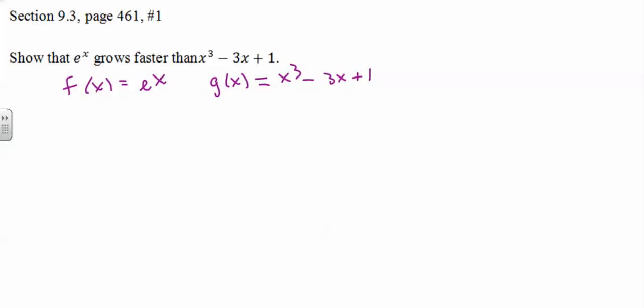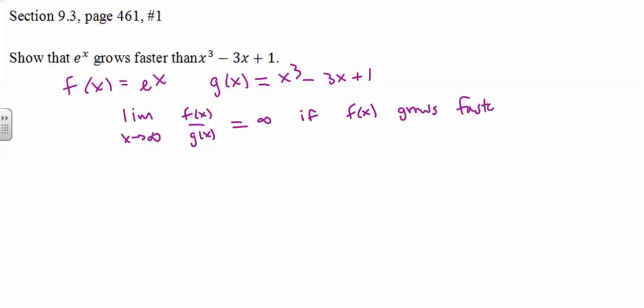And according to what we've already learned in section 9.3, if f of x grows faster than g of x, then the limit as x goes to infinity of f of x over g of x is going to be equal to infinity. So let's substitute our two functions into this limit, and we're going to see what happens.